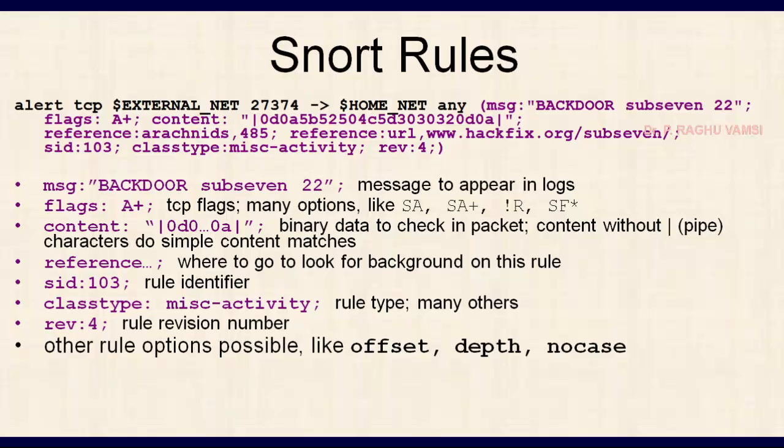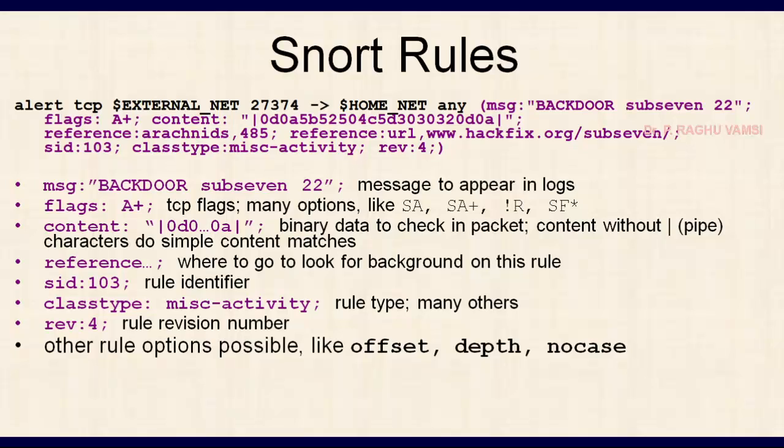And next one is content. The content is what we have written in binary form or hexadecimal form. So it is binary data to check in the packet. Content without pipe: if the pipe symbol is not placed, the characters do simple content matches, which means it will only check whether that sequence of binary data is present in the packet or not. The reference is where to go to look for background on this rule. The reference you can mention; that is an additional thing.